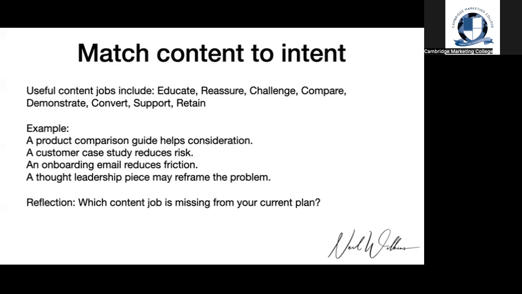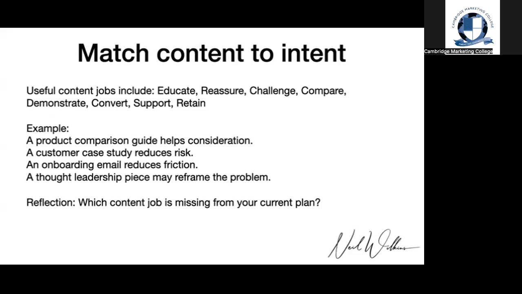Then a customer case study reduces risk. It does because if they feel confident that, oh, it's not just me, somebody just like me got great value, oh, look at that. Brilliant. Okay, take me to the next stage. They're probably not going to buy from that, but it will take them to the next stage. An onboarding email reduces friction because once they've got it, they're justifying to themselves that it was a good purchase decision. So if we can hold their hand through that stage just after purchase, we're going to reduce the friction of them saying, oh, I don't know, I'm going to send it back, or oh, I'm not so sure that was a good call. Of course it was. It was brilliant. You're now working with us.